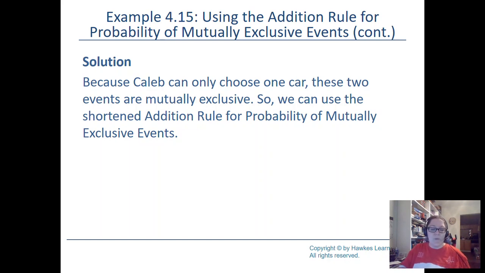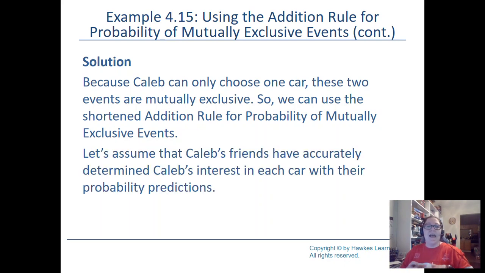So because of that, we know that there's no chance of him getting a Toyota and a Jeep at the same time. That probability is going to become 0 because of the mutual events. And so because of that, we kind of shorten that formula. So we're going to assume that Caleb's firm have accurately determined Caleb's interest in each of the cars and that their probability predictions are good.